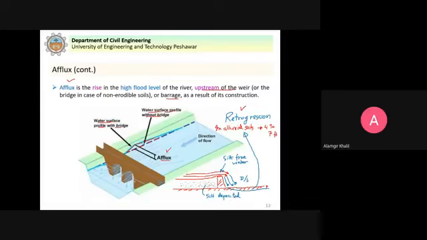So there is recovery of the downstream bed level up to its original level, and thereafter silting up or raising the bed above its original level. For example, after that it can become like this also. This phenomenon is known as accretion.